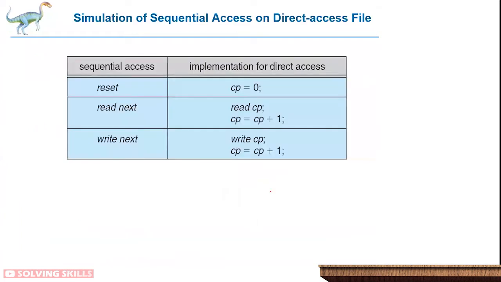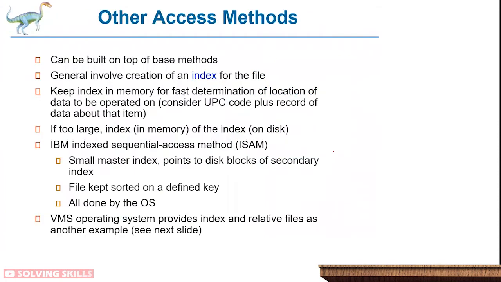And so this is how you read next. You simply read the current pointer and then you increment the current pointer by 1. And if you want to write to the next block number, you simply write to the current pointer and then you increment the current pointer to go forward.